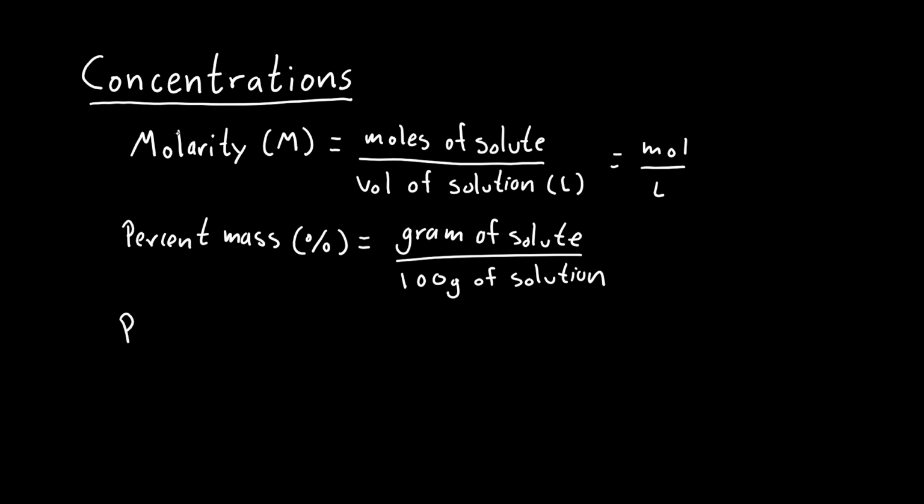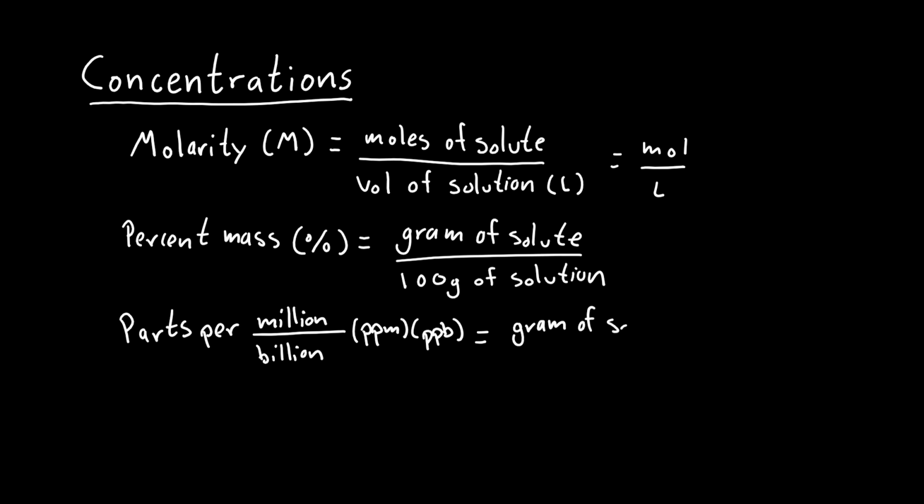Another unit we use is parts per blank, and usually that blank is million or billion. And this is often denoted as ppm for parts per million or ppb for parts per billion. And this is defined as the grams of solute divided by whatever our blank is. So here either million or billion. And so that can be 10 to the 6th power grams of solution, or it can be 10 to the 9th for billion.